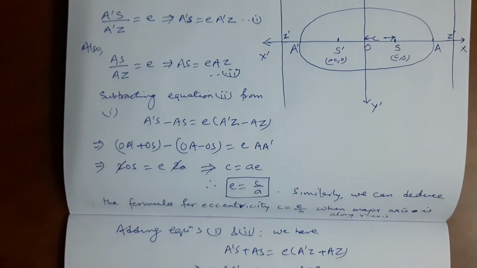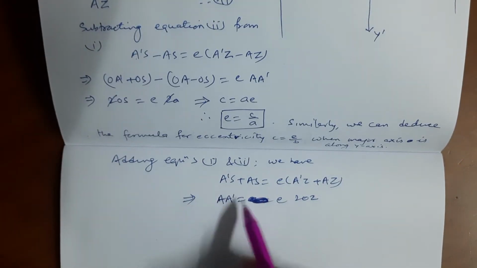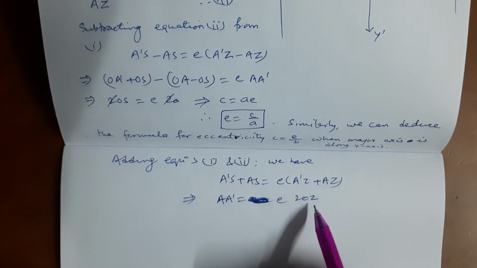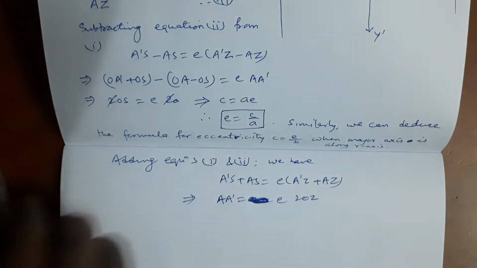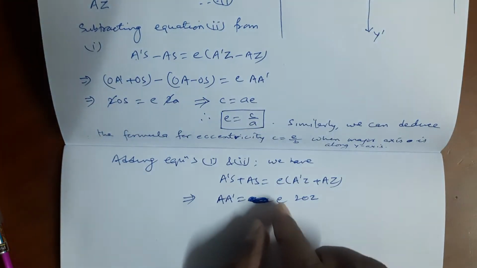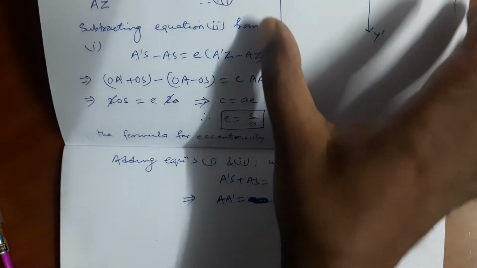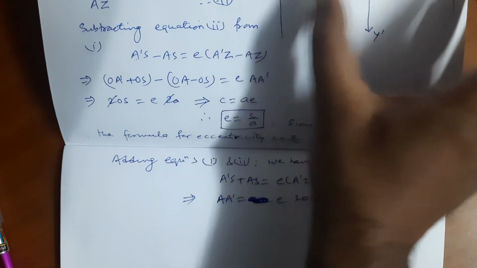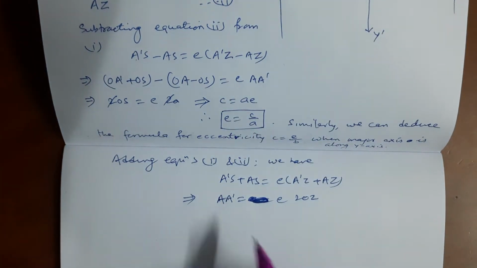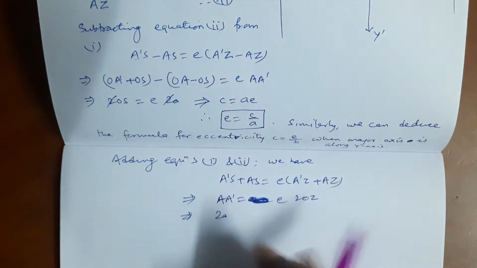So a dash s plus s is a dash, a dash s plus s is a dash e a dash z plus az, that will be oz. Okay, so this a dash s plus s equals a dash, written here, e a dash z plus az. This az we can bring it here, so it will be equal to zz dash, that zz dash will be equal to twice of oz. And now this a dash we can write equals to 2a. This a dash is the length of the major axis, so that will be 2a.